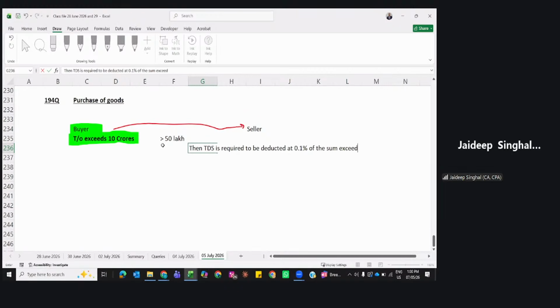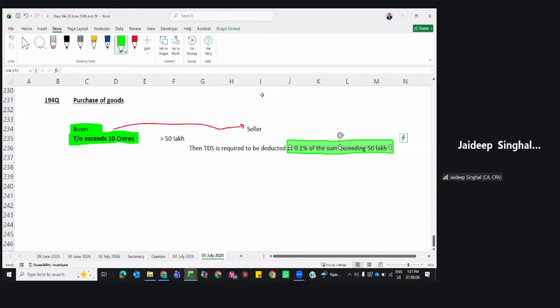Can you see here? This type of provision we had studied in cash withdrawal, and this is the second time we are studying a provision where the TDS is not applicable on the entire amount. TDS is applicable only on 0.1% of the sum exceeding 50 lakhs. Now there is a good question on this. We will do a question as well.